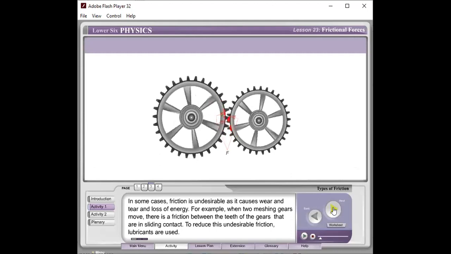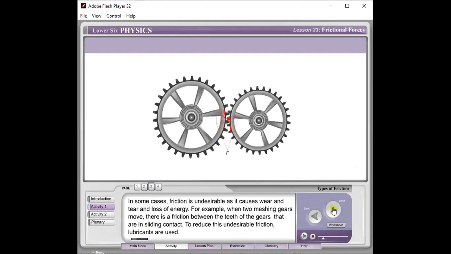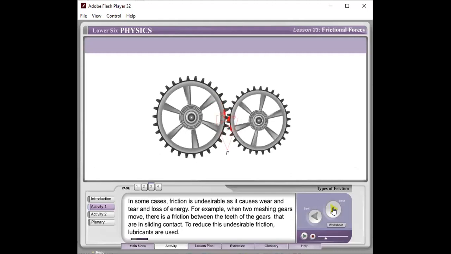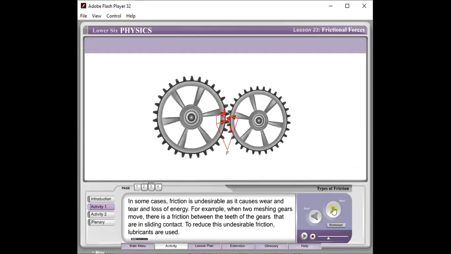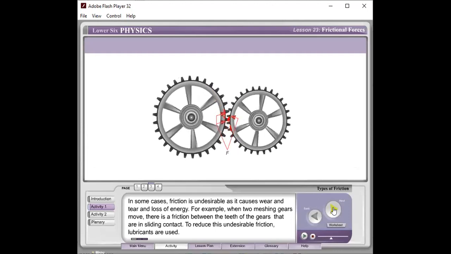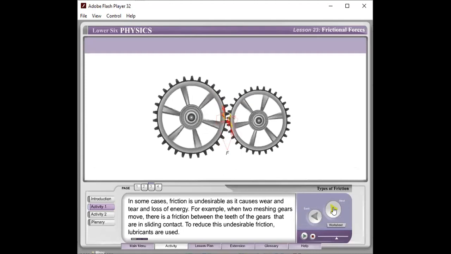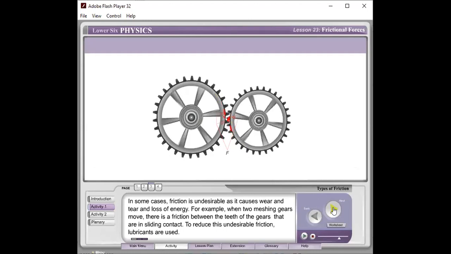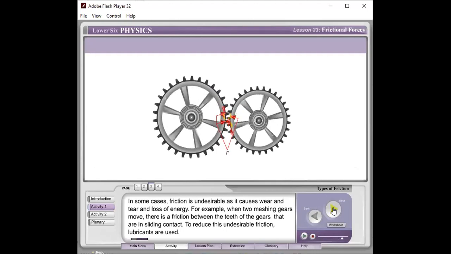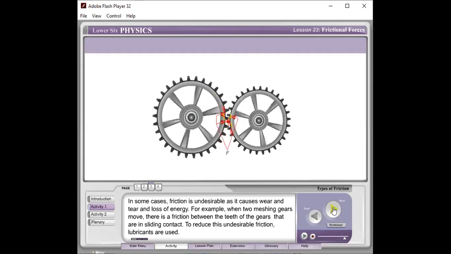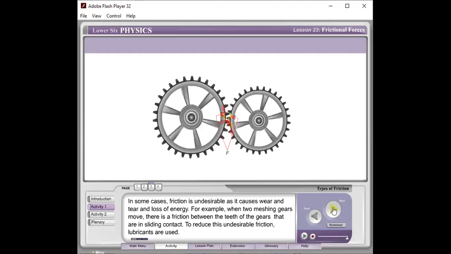In some cases, friction is undesirable as it causes wear and tear and loss of energy. For example, when two meshing gears move, there is friction between the teeth of the gears that are in sliding contact. To reduce this undesirable friction, lubricants are used.